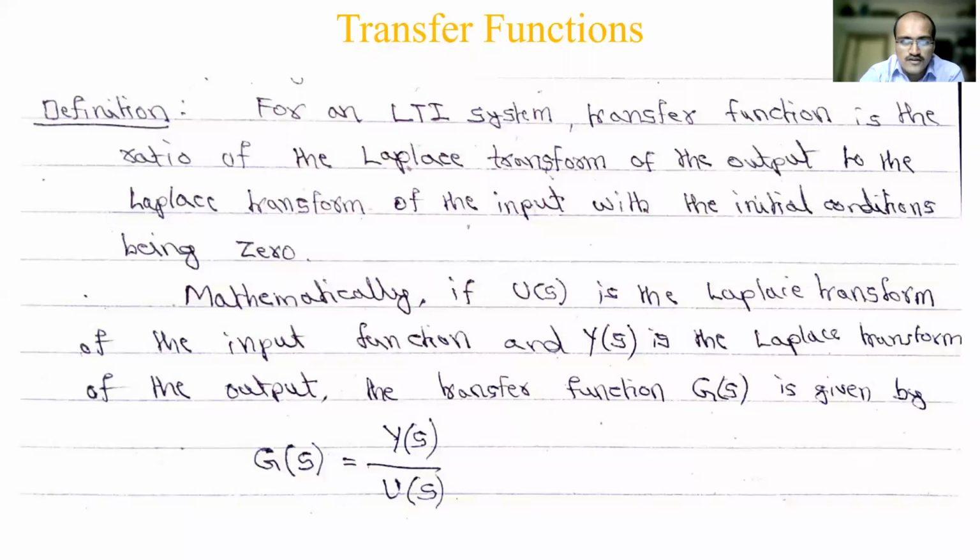Okay, so the remaining things we'll see: what is the drawback of the Laplace transfer function and all. So the definition is, for an LTI system, the transfer function is the ratio of the Laplace transform of the output to the Laplace transform of the input with the initial conditions being 0. The ratio, and just one assumption is that initial conditions will not be considered.